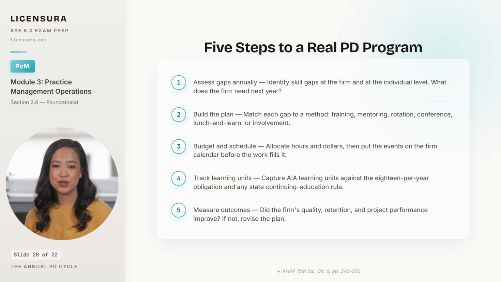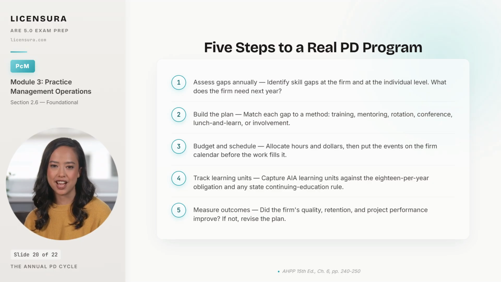Third, budget and schedule the program. Allocate the hours, allocate the dollars, and put the events on the firm calendar before billable work claims every available slot. Fourth, track learning units against the American Institute of Architects' 18-unit annual obligation and any state continuing education rule, because the consequence of falling short is lapsed membership or a license renewal problem the firm cannot quietly fix later. And fifth, measure outcomes honestly. If retention, project quality, and staff capability did not improve, the plan was the wrong plan, and next year's program needs to look different.